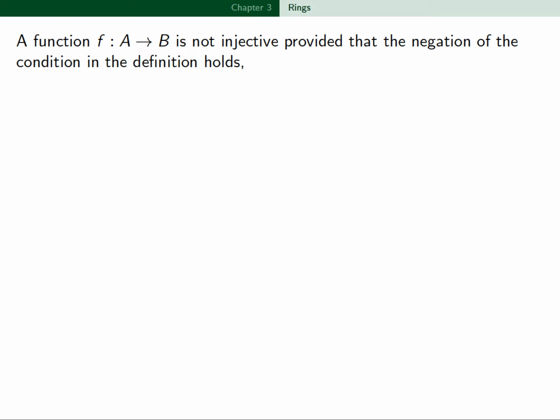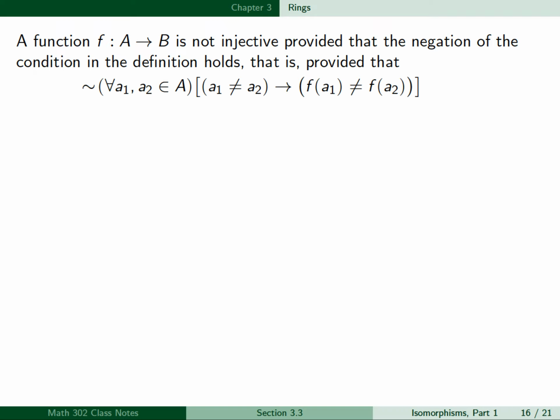Now a function f from A to B is not injective provided that the negation of the condition in the definition holds. That is, provided that the negation of the symbolic form shown, which is logically equivalent to there exist a1, a2 in A such that a1 is not equal to a2, but f(a1) equals f(a2).